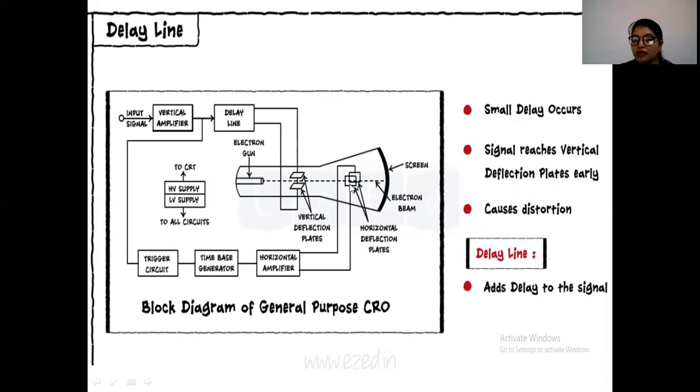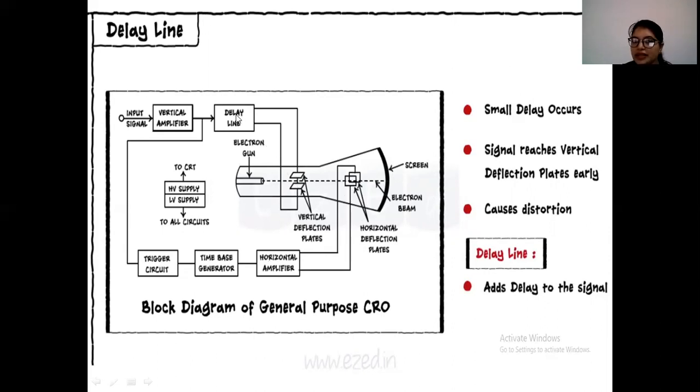And we all know that we need a synchronization between these vertical deflection plates and horizontal deflection plates. So when it covers this much path, it will be difficult for our deflection plates to synchronize, towards this horizontal and vertical deflection plates. So as we can see, we need to add some delay in this signal so that our signal from this path and signal from this path reach at the same time.